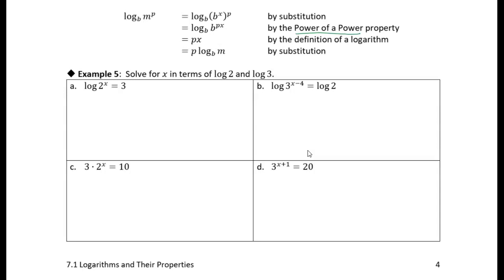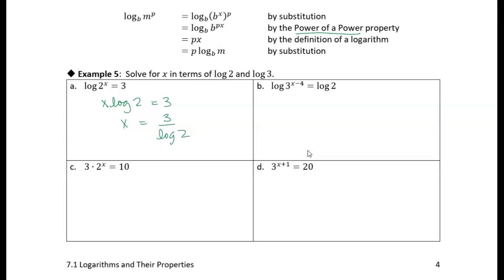All right, so the first is example 5. This example is asking us to solve for x in terms of the log of 2 and the log of 3. So we want to write our answer in terms of the log of 2 and log of 3. The power property allows us to rewrite this logarithm as x log of 2 is equal to 3. That's just directly applying the power property. And so if I want to solve for x, I just divide both sides by the log of 2. So I get 3 over the log of 2.